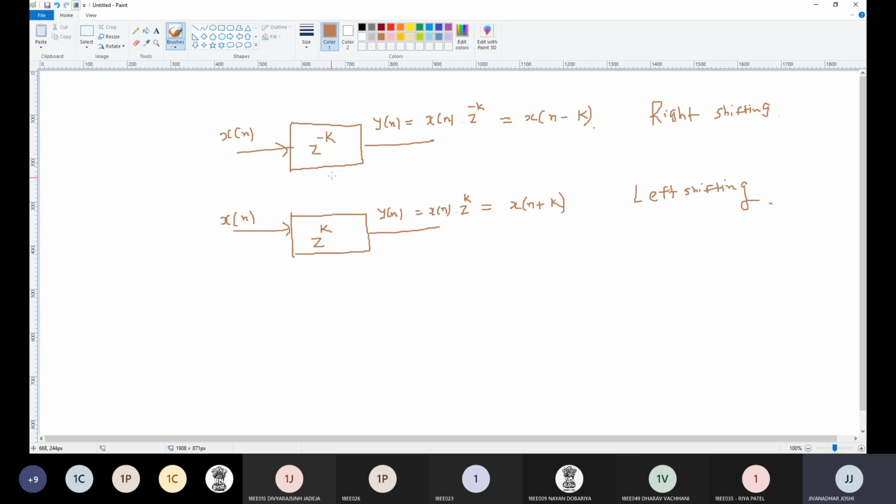Please draw the symbol, draw the system, put Z raised to minus k inside, and note down everything I have just written on the board.